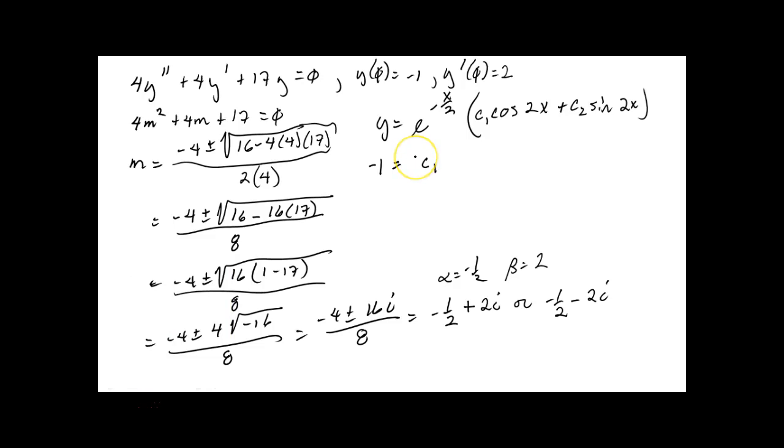Let's go back and plug in again. C1 is minus 1. So let's go to the second one, y prime. Oh boy, that means we have to take the first derivative. So y prime is equal to, good old product rule.